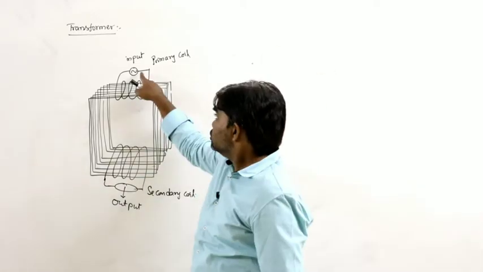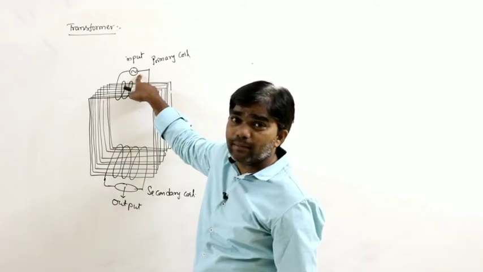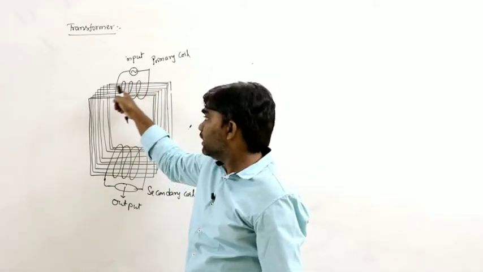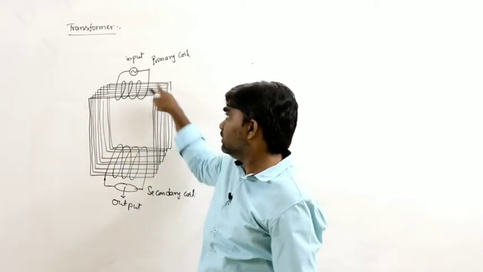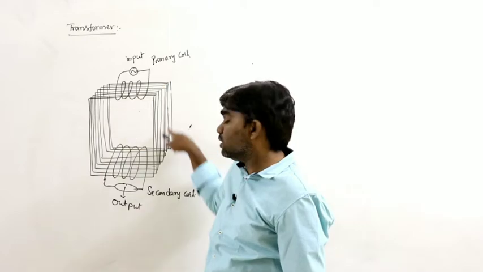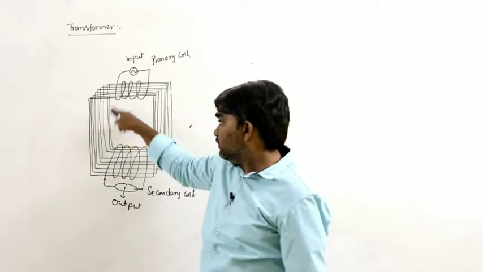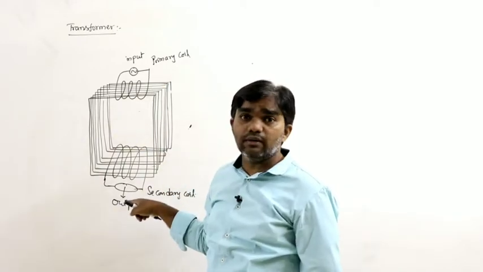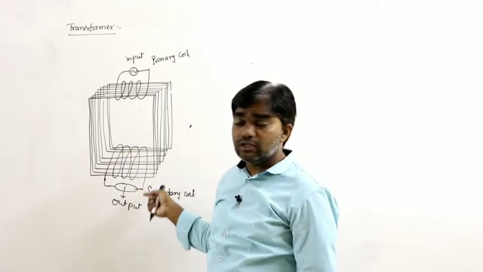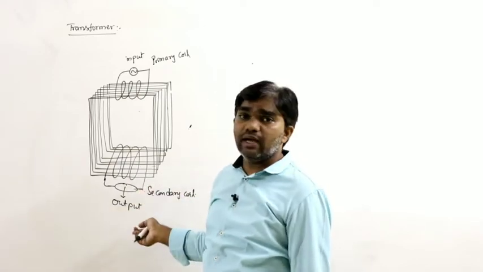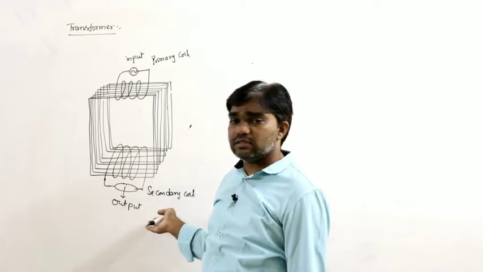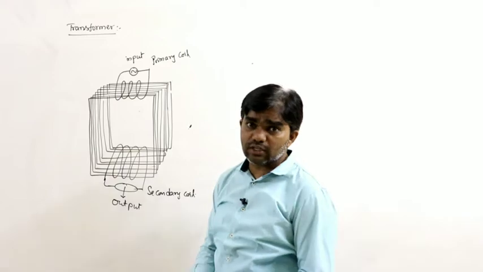So due to the variation of the current in the primary coil, a certain amount of magnetic field is developed. That magnetic field passes through the core of the transformer and reaches the secondary. Due to the variation of the flux, again an EMF is developed in the secondary. That EMF is nothing but the potential across the secondary coil. That is the mutual induction process.